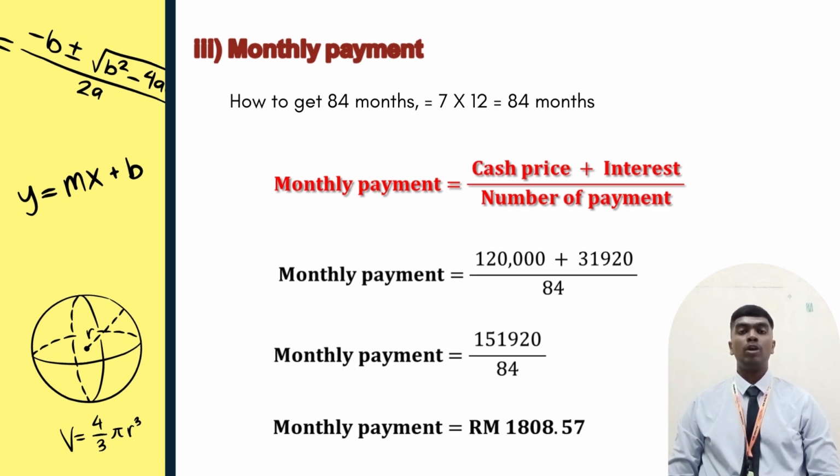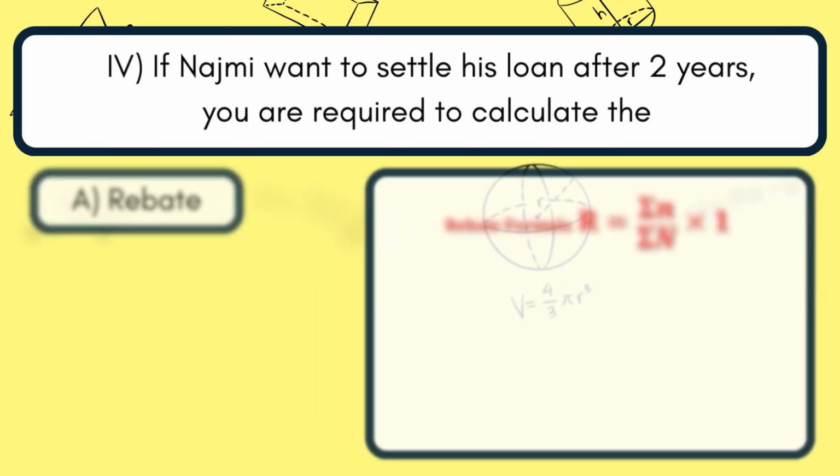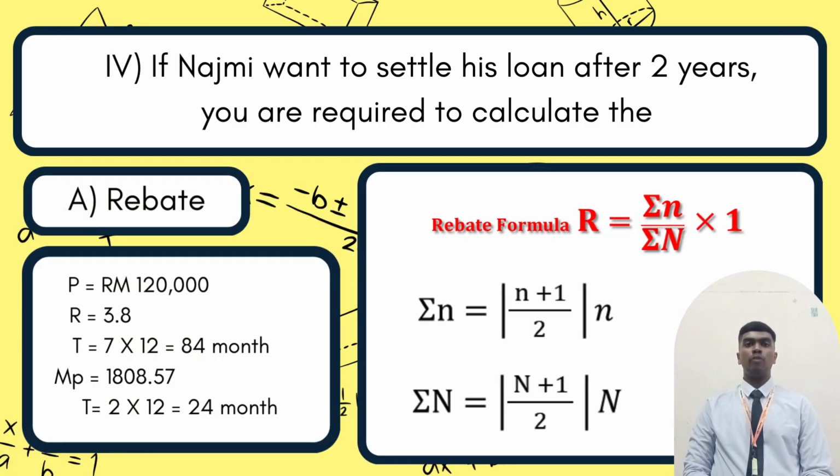Now we can calculate the monthly payment. RM120,000 plus 31,920 ringgit, which is 151,920 ringgit, divided by 84 months. So the final monthly payment is RM1,808.57.